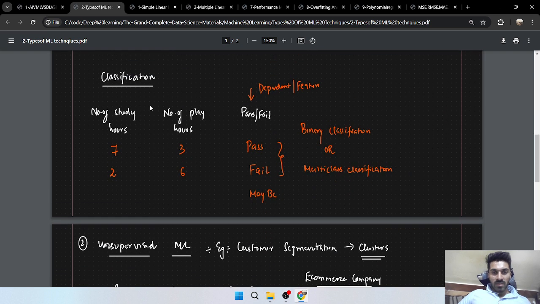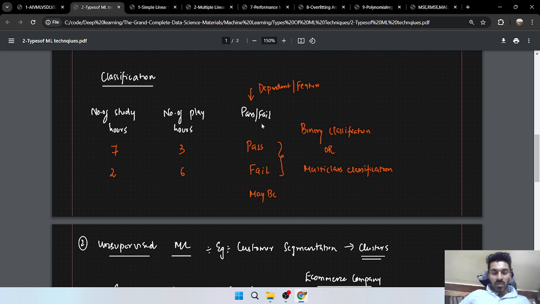So basically this is a classification algorithm problem. If you have a number of study hours and a number of play hours, like games played, then what is the probability to pass or fail? So this is a binary classification, or we can say multi-class classification. If your output has two classes, then it's a binary classification, and if it has more than two classes, then it's a multi-class classification.